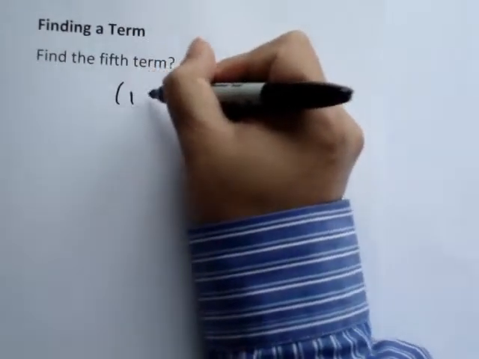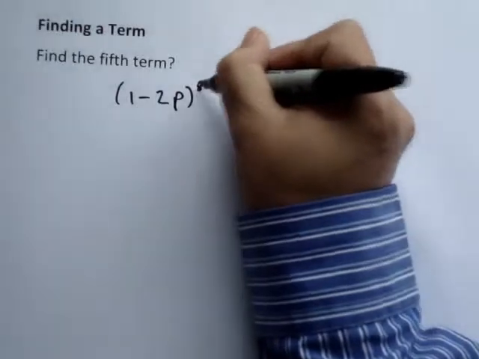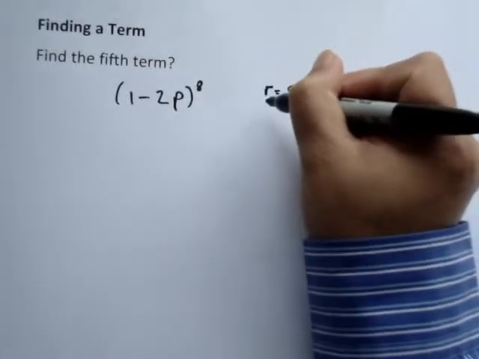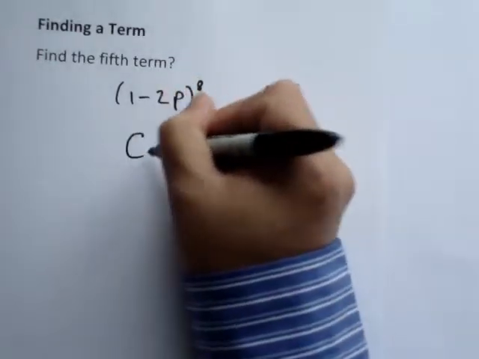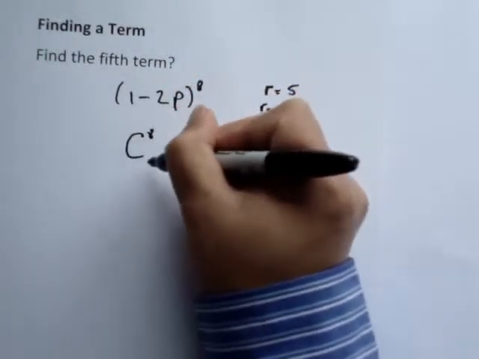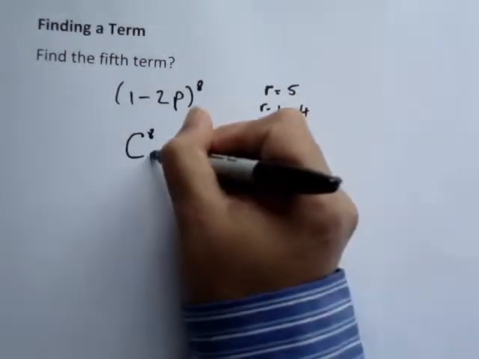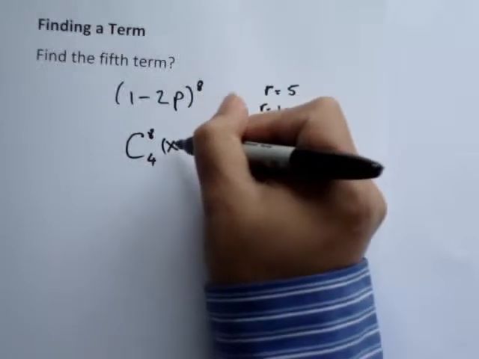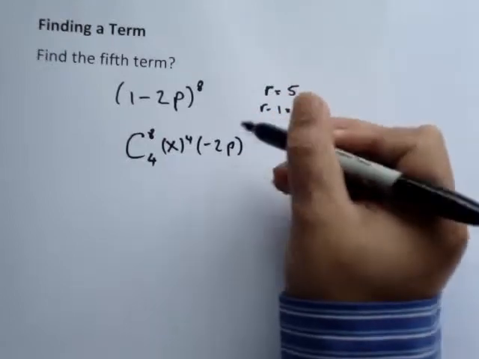Here we're asked to find the fifth term in the expansion of (1 minus 2p) to the power 8. So our r, which is our term, is 5, and r minus 1 is 4. So this then becomes 8C, that's n. Our r is 5 minus 1, which is 4. Our x is 1, and that is 8 minus 4, which is 4. And our minus 2p is to the power 4.